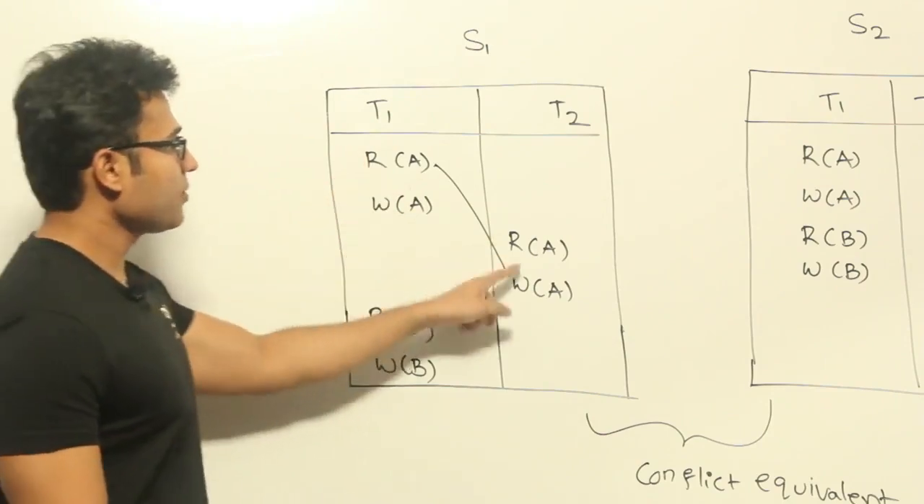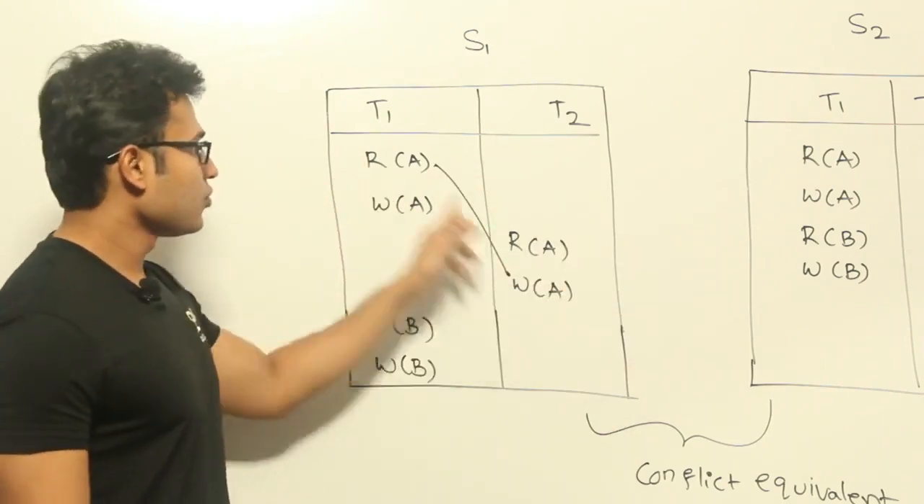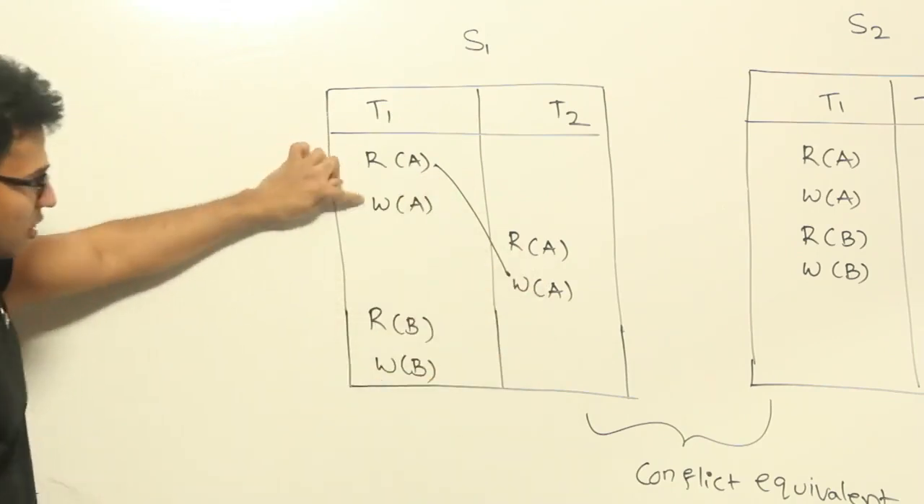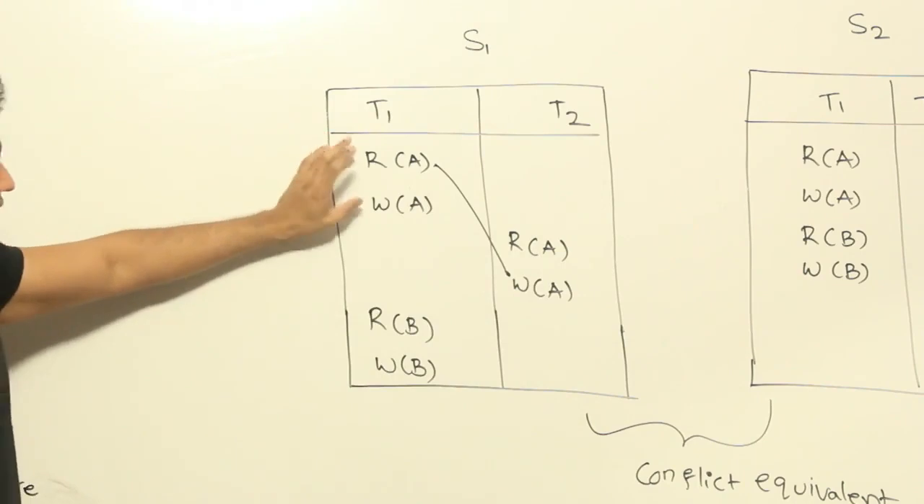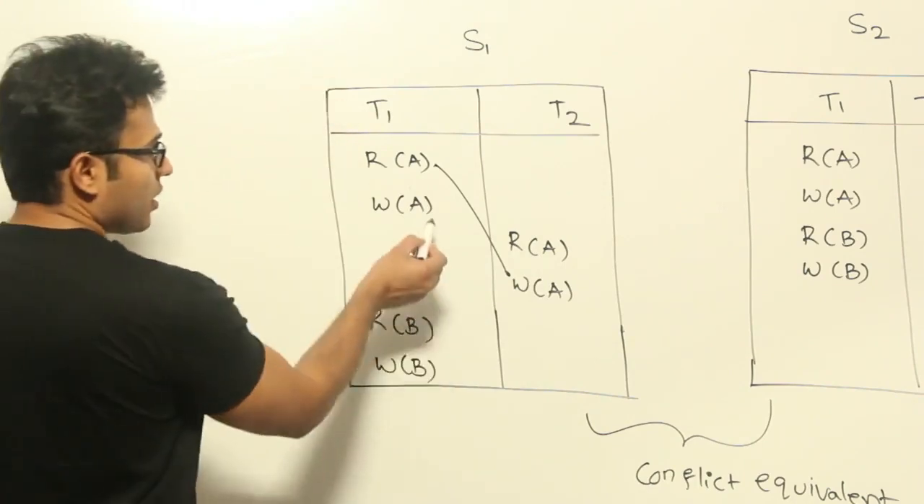Therefore there is a conflict between these two operations. Why? Because these two operations are from two different transactions, one is read and the other is write, and both of them are operating on the same data item. But you should not say that there is a conflict between these two, because they both are from the same transaction. Got it? Now look at this.